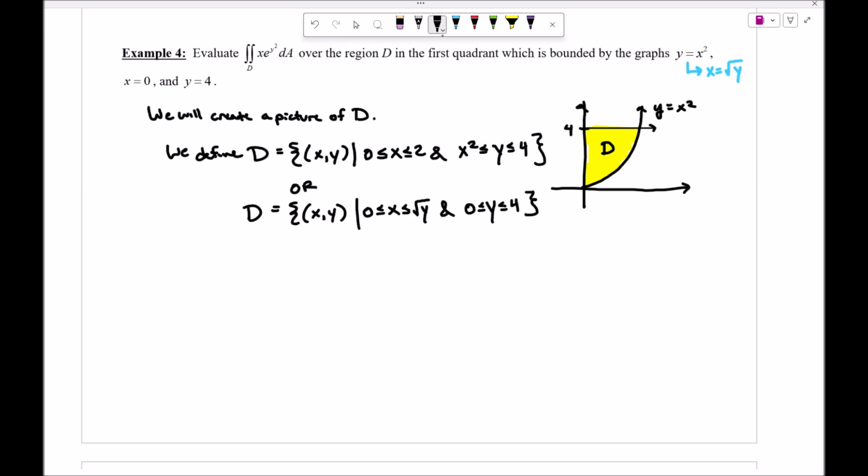I'm going to go ahead here and consider what both of these would look like as I set this up.